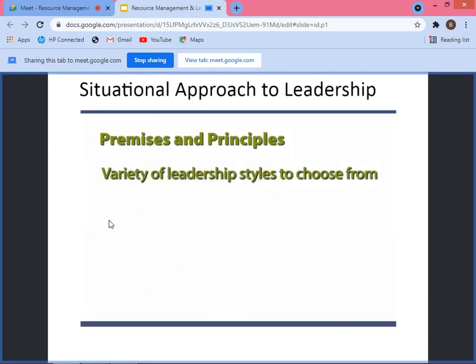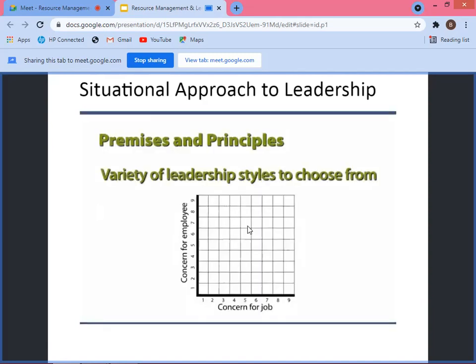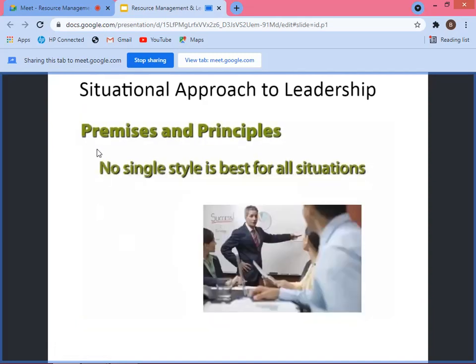So premises and principles: a variety of leadership styles to choose from. X and Y, managerial grid. Okay. No single style is best for all situations. Meaning, not one single style is effective for all kinds of leadership requirements. We have to make changes. You have to be adaptable. You have to be flexible as a leader.